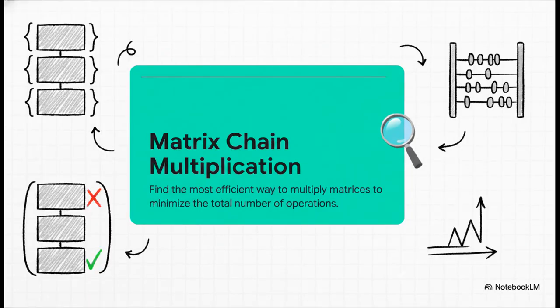Next on our list is something called matrix chain multiplication. Let's say you have a long sequence of matrices you need to multiply together. Turns out, the order you do it in, where you place the parentheses, massively changes how much work your computer has to do. The goal here is to find that one specific order that requires the absolute fewest calculations.